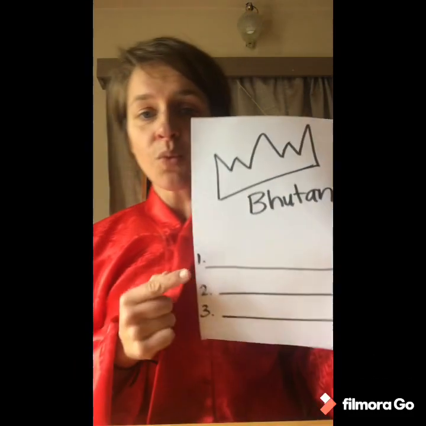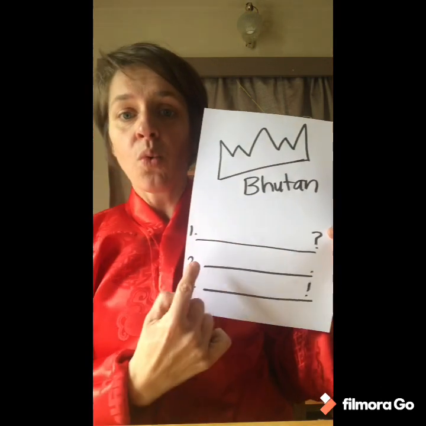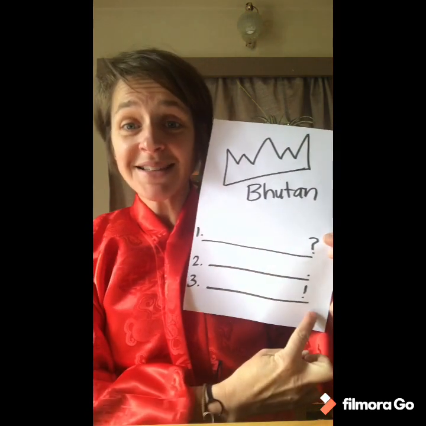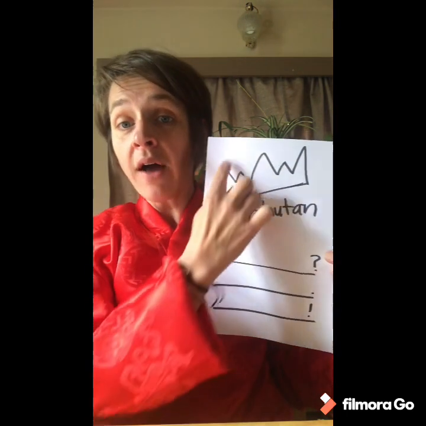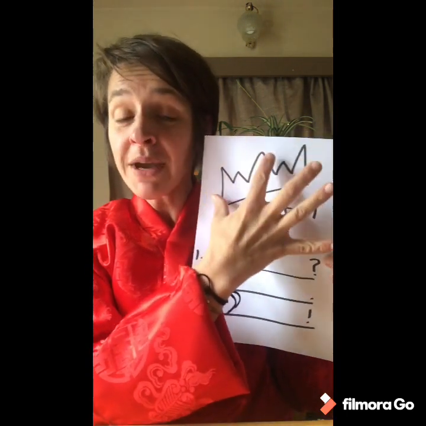Then your second assignment is very special. So your second assignment is to write 3 sentences, 1 question, 1 statement, and 1 exclamation about the King of Bhutan, His Majesty. And then on that paper, I want you to draw a picture about your sentences about the king.